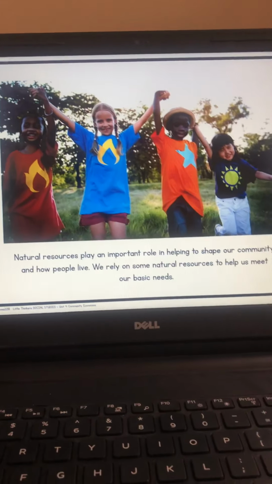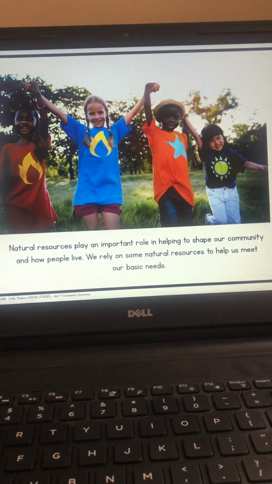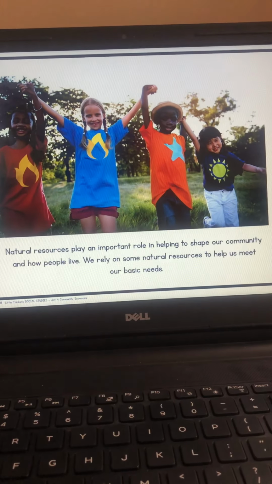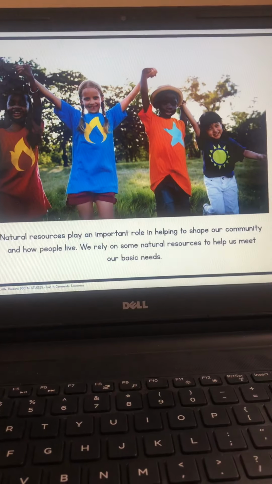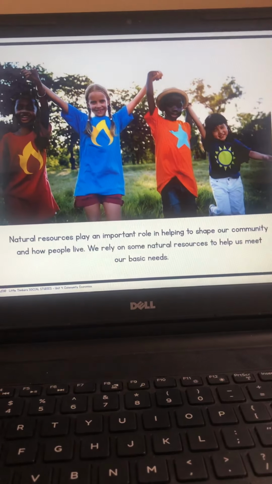Natural resources play an important role and shape our community, how we live. We rely on natural resources to help us meet our basic needs. And that's where we're going to stop.